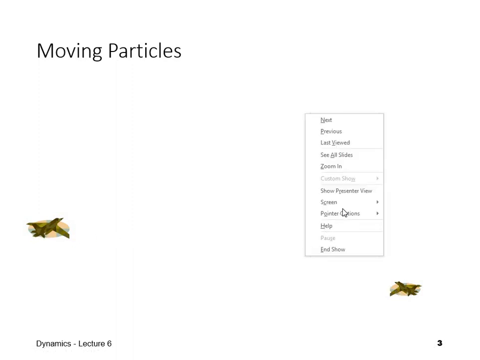For moving particles, taking an example, there are two jets, jet A and jet B.